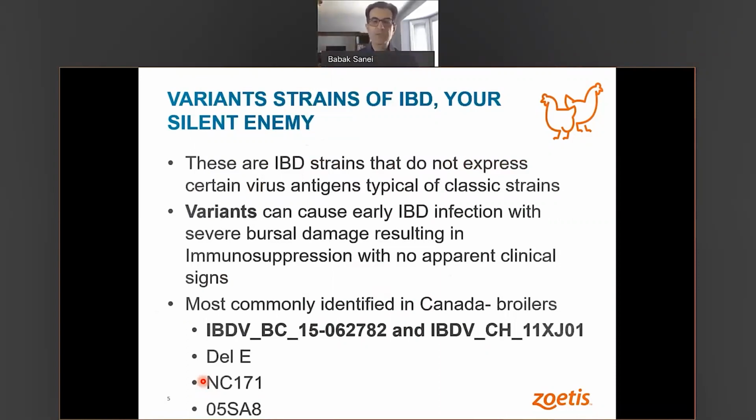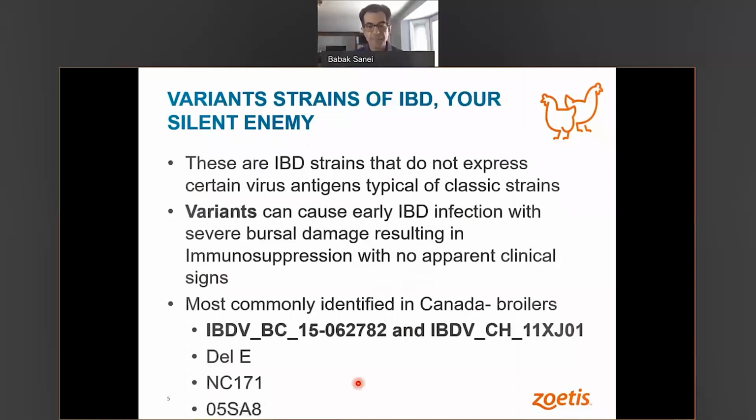Now, when you send the sample to the lab, it comes back with some of these nomenclatures. It calls it like IBD with this long list of letters and numbers. It only tries to give a label to it. Your vet would be the best person to make sense of some of these. If they're saying that there is a Delaware E or North Carolina 171 or South African H, which is the bottom one, SAA, these are the most common ones that are identified.